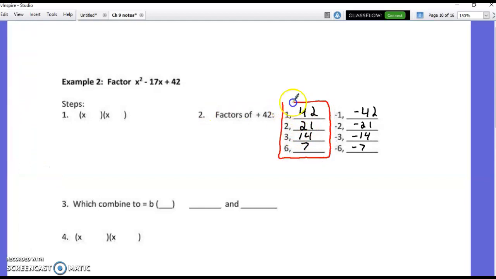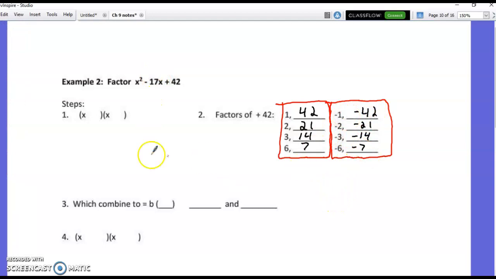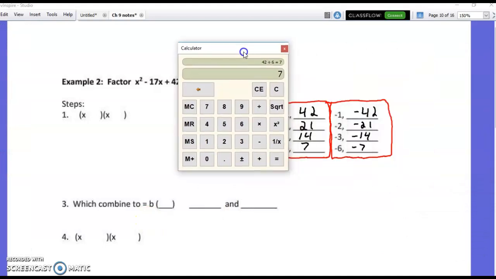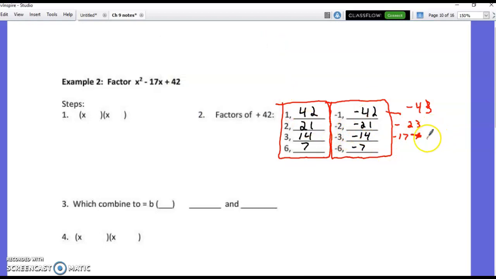So now you're asking yourself, which of these pairs, the positives and the positives and the negatives, add to equal -17? If we're adding, we're not going to add two positives to get a negative number, so I'm going to focus over here on my negative numbers. Which ones of these add to equal -17? Well, -1 and -42 is -43, so that's not going to work. -2 and -21 would be -23, nope. -3 and -14, so 14 plus 3 would be -17. Aha, that is the one that I need to use.